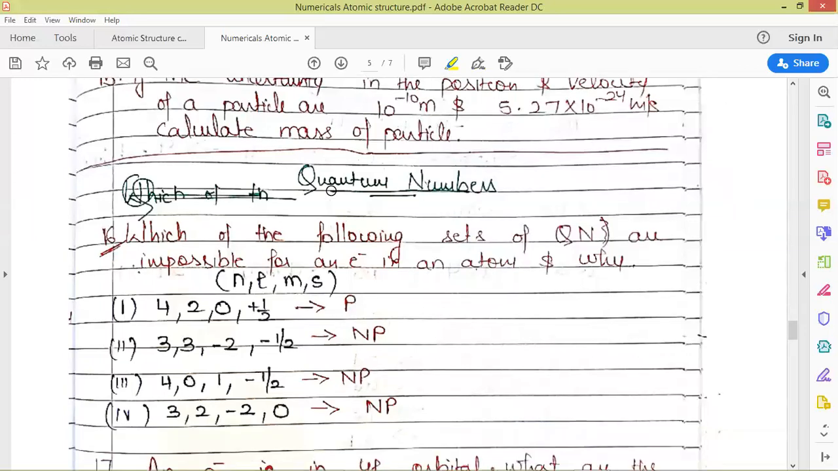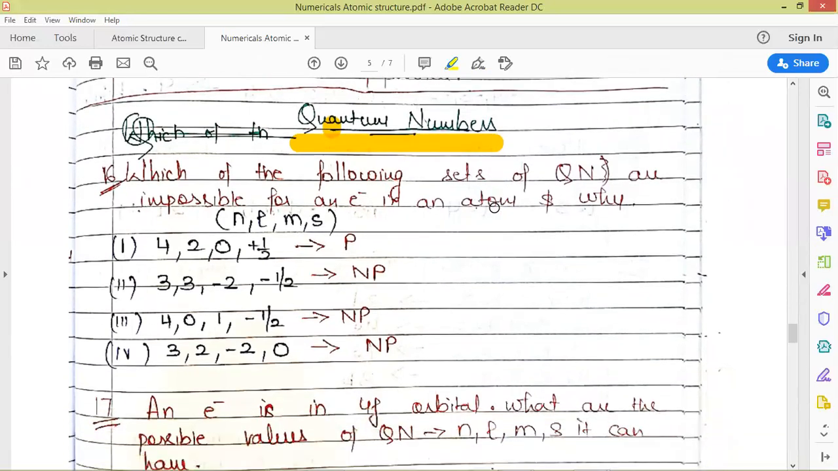The next topic on which numericals are important is quantum numbers. So next we have questions on quantum numbers. The question is, which of the following sets of quantum numbers are impossible for an electron in an atom and why? There are 4 quantum numbers: n, the principal quantum number; l, the azimuthal quantum number; m, the magnetic quantum number; and s, the spin quantum number.